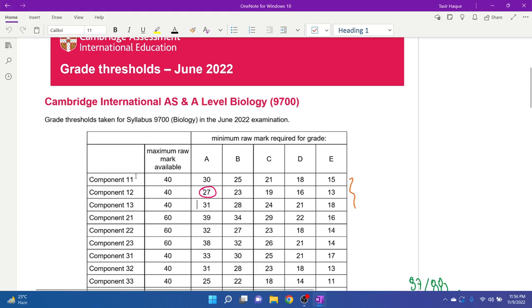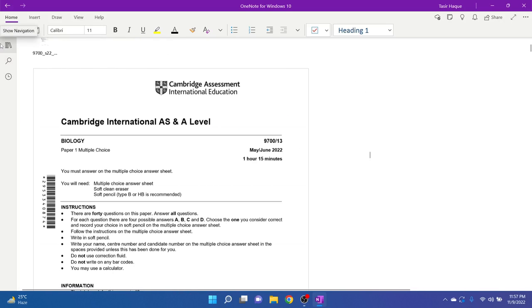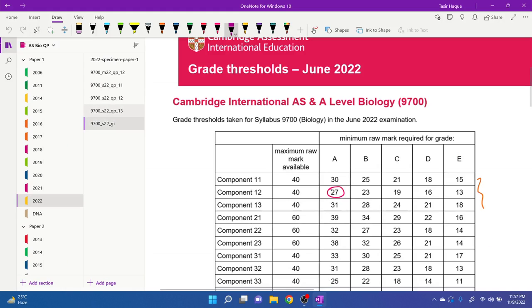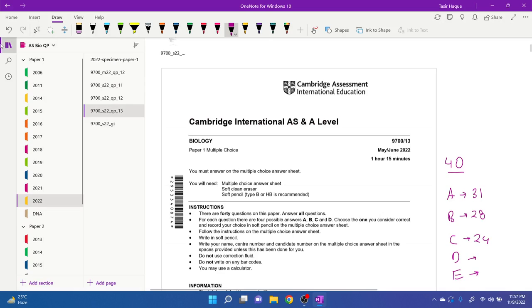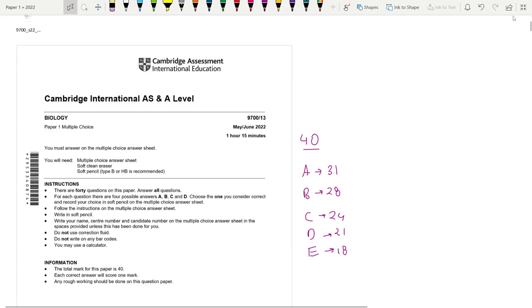So A was at 31, B was at 28. So comparatively, this was the easiest paper out of the rest, out of 40 marks. C was at 24, then 21 and 18. So yeah, compared to the other papers, this was apparently easier. So let's begin.